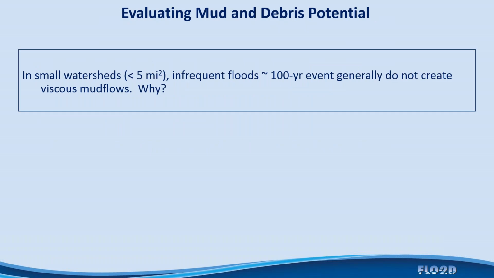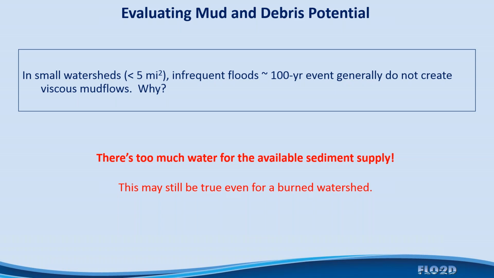for the 100-year event. So in small watersheds, particularly less than 5 square miles or so, infrequent flood events such as those on the order of the 100-year event generally do not create very viscous cement-like mud flows. Why? And the answer to that is there's too much water in the 100-year event for the available sediment supply in your basin. And this may be true even for a burned watershed.